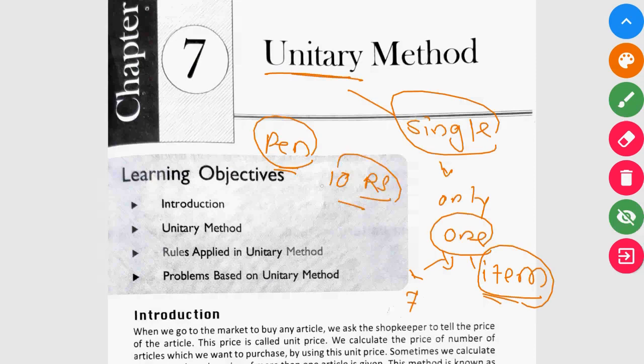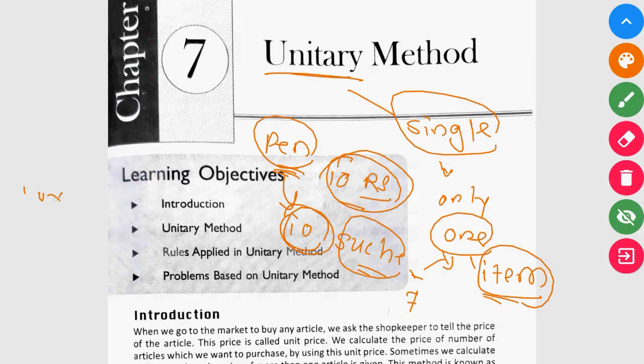If I buy 10 such pens, what is the cost of the total 10 pens? So what will you do? 10 multiplied by the price of 1 pen. That is 10 into 10 is equal to 100 rupees. So to buy 10 pens, you have to pay 100 rupees.